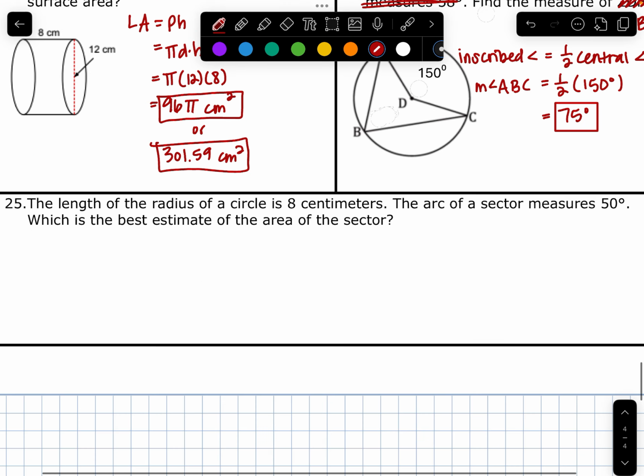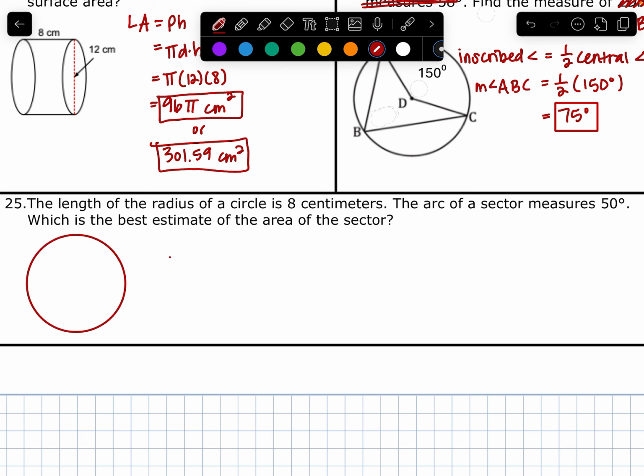Number 25, the length of the radius of the circle is 8 centimeters. So I'm going to just draw a picture. I'm a visual type of gal. Radius is 8. Okay, and then the sector is 50 degrees, so this would be the sector. That's a pizza slice we need. We want the area of a sector.